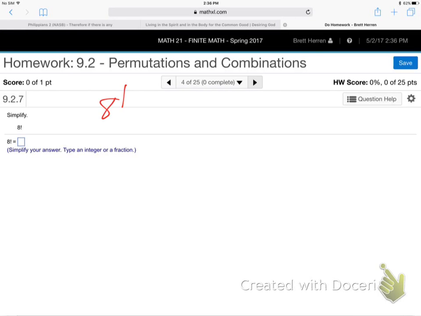Now, what does that mean with that exclamation point to the right? It'd be 8, 7, 6, 5, 4, 3, 2, 1 after that. It doesn't mean like 8, you're really excited about it. It means start at 8 and go all the way down to 1.